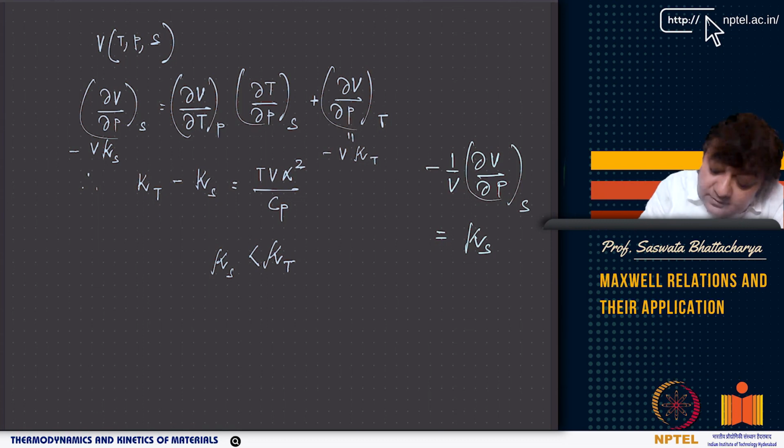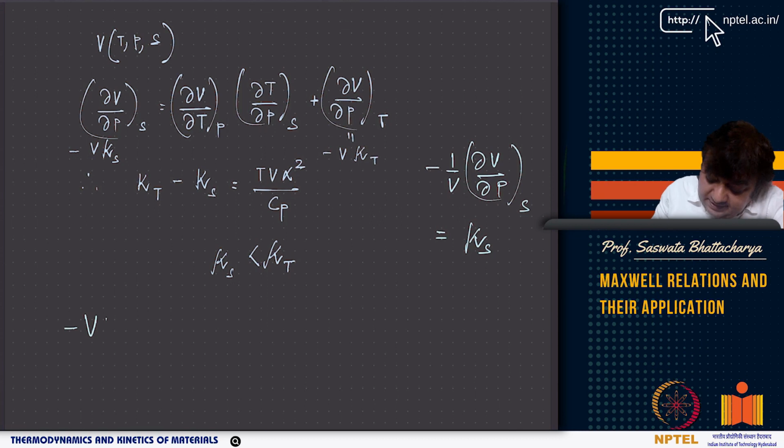So you have T V alpha by Cp and this is V alpha. And you have here V ks. Now, here del V del P at T is nothing but minus V kappa T, which is, now if you do this and if you rearrange, so what do you get?